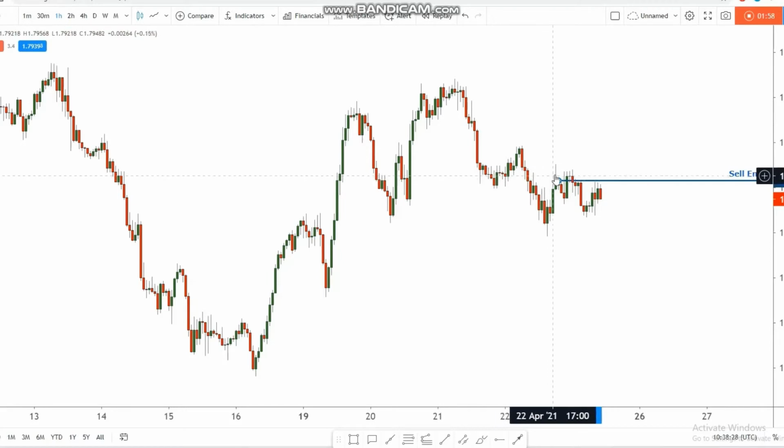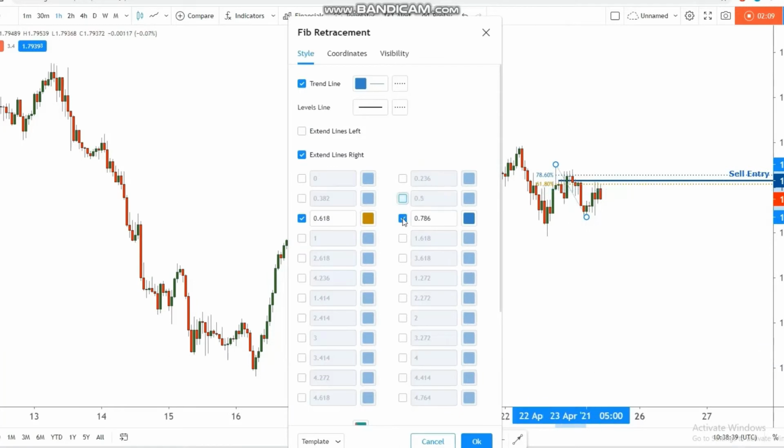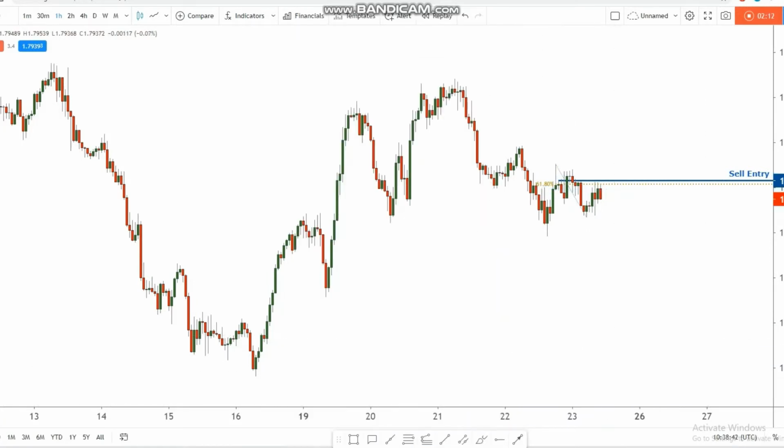So we can use a Fibonacci retracement first. The retracement I can take is from high to low. So if I were to take high to low, you can see that the 61.8% level is directly below our sell entry. So this can be our first level to use.